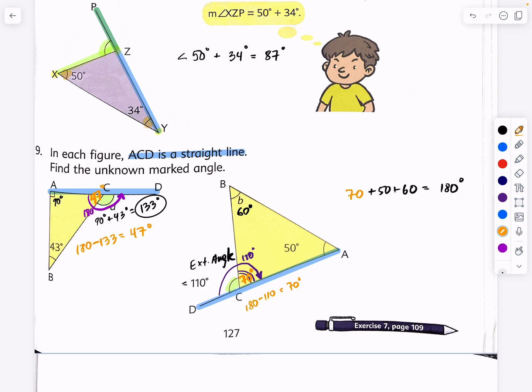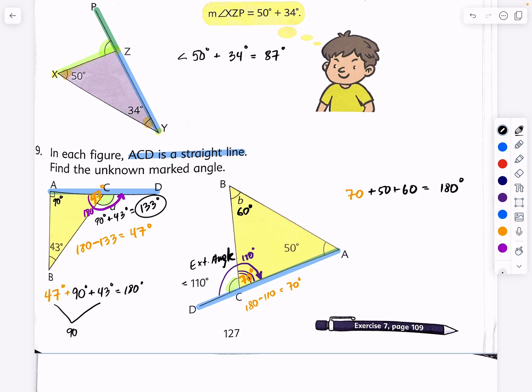Now, let's check the rule of triangles. 47 degrees plus the two known angles. It's given one is 90, and one is 43. Does this add up to 180? Well, yes, we have a 90 degree angle and these two add to 90. So 90 and 90 gives us 180.